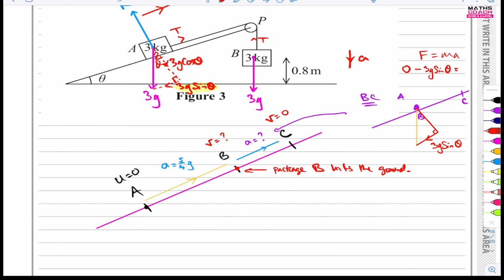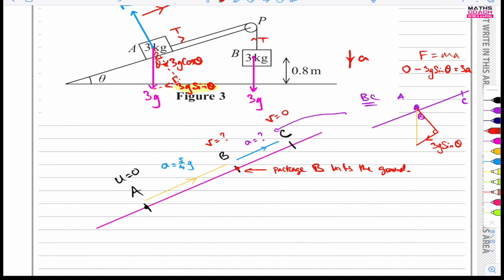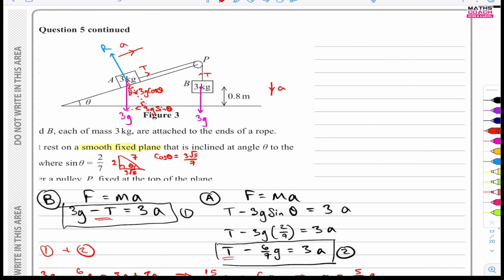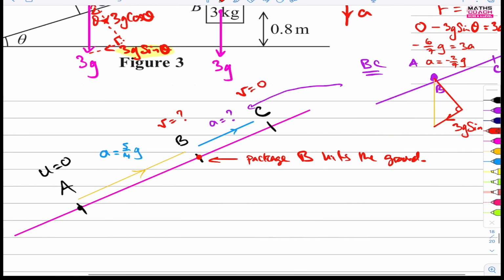So 0 minus the force down the plane, 3g sin theta, equals mass times acceleration, so equals 3a. And sin theta was 2 out of 7, was it? Yeah, 2 out of 7. So this would be minus 6 over 7 g equals 3a. So the new acceleration, therefore, is minus 2 over 7g. So here, I can place the new acceleration: minus 2 over 7g from B to C.